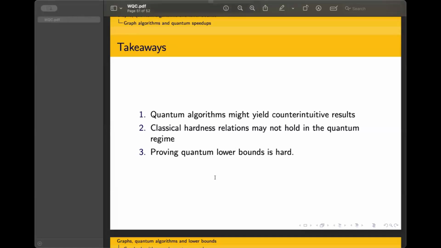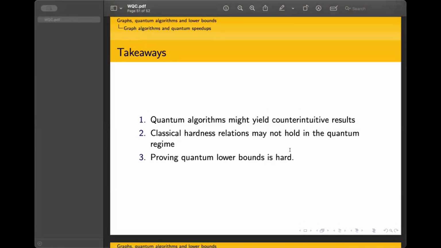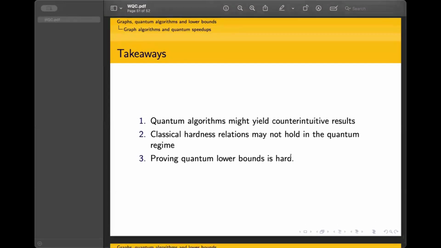And the third takeaway is that proving quantum lower bounds is very, very hard, but it's very, very rewarding, as it shows you the inherent hardness of the problem, which is something of a philosophical nature, and which we deem to be very important in algorithmic research. So these are the three main takeaways.